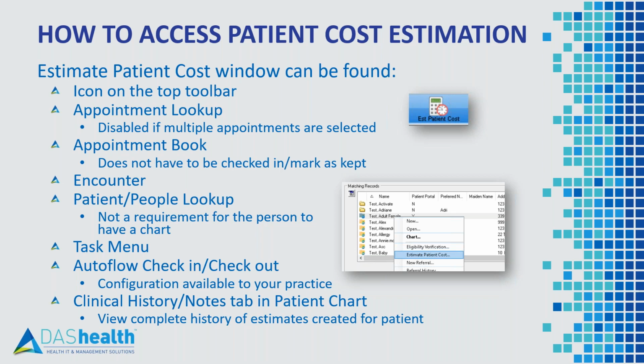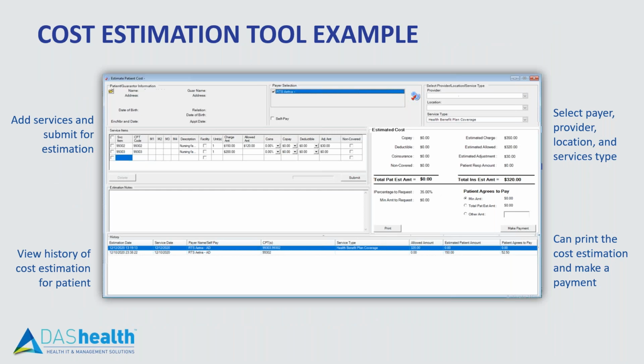And then finally, we'll also see this tool available in the patient's chart on the clinical history and notes tab. That gives you the complete history of all the estimates that were previously created for that patient. You can also access the tool if you want to run a result at that time. Here you can see the layout of our cost estimation tool, if you haven't seen it yet or don't have it in your system. We'll be going in depth with all the different pieces and parts and how this works for your practice.